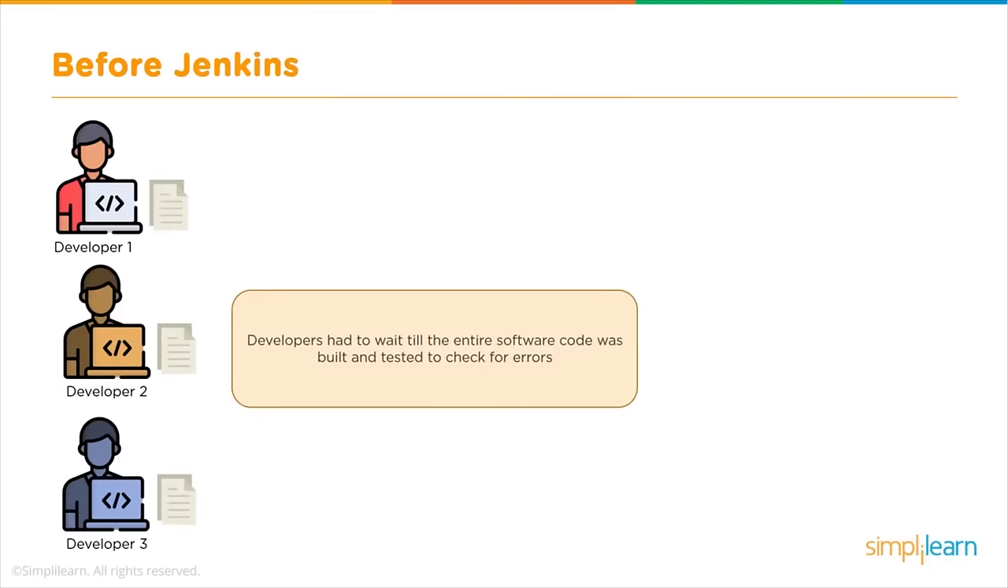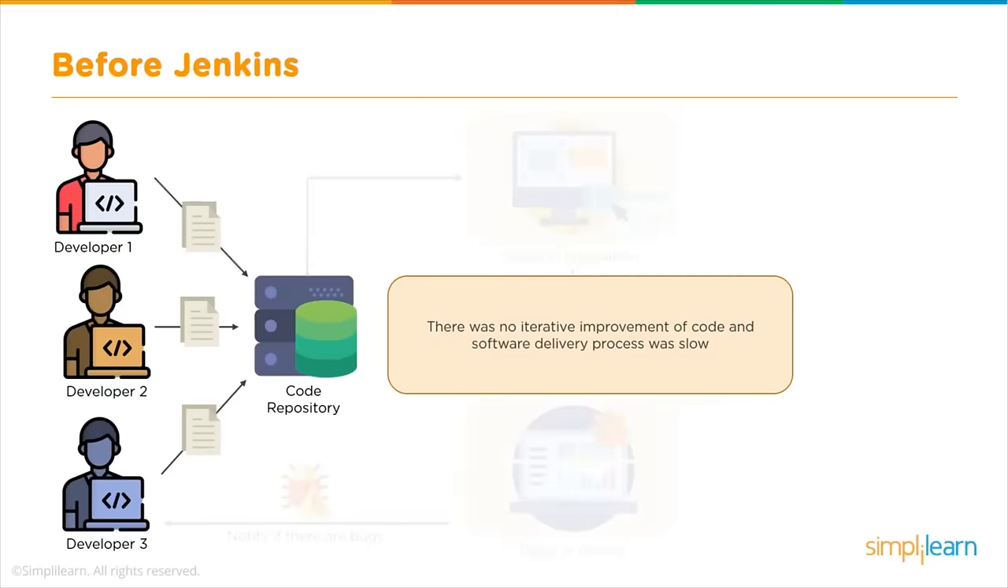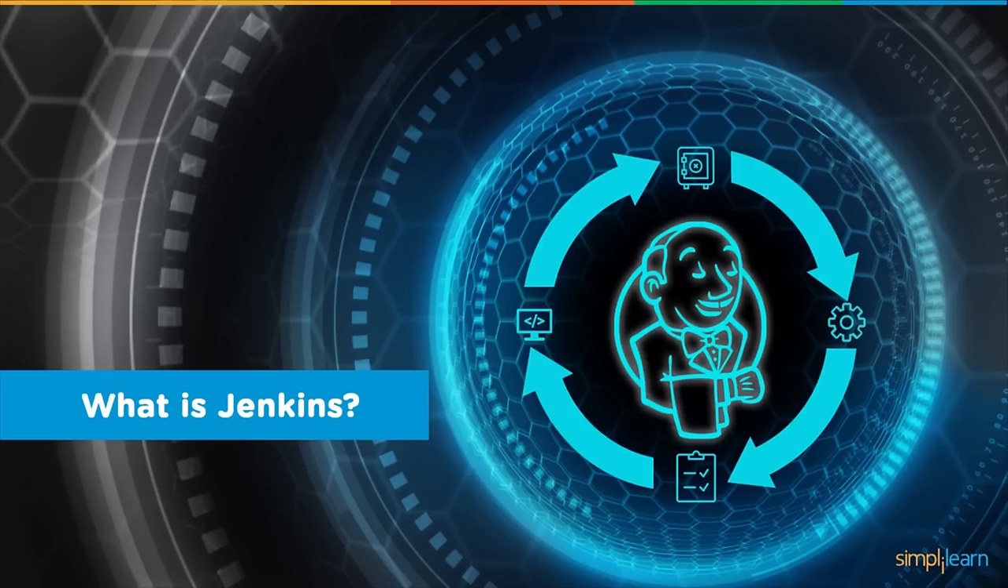And in the past, what we would have to do is we'd have to wait until the entire software code was built and tested before we could even begin checking for errors. And this just really kind of increased the amount of problems that you'd have in your project. The actual process of delivering software was slow. There was no way that you could actually iterate on your software. And you just ended up with just a big headache with teams pointing fingers at each other and blaming each other. So let's jump into Jenkins and see what Jenkins is and how it can address these problems.